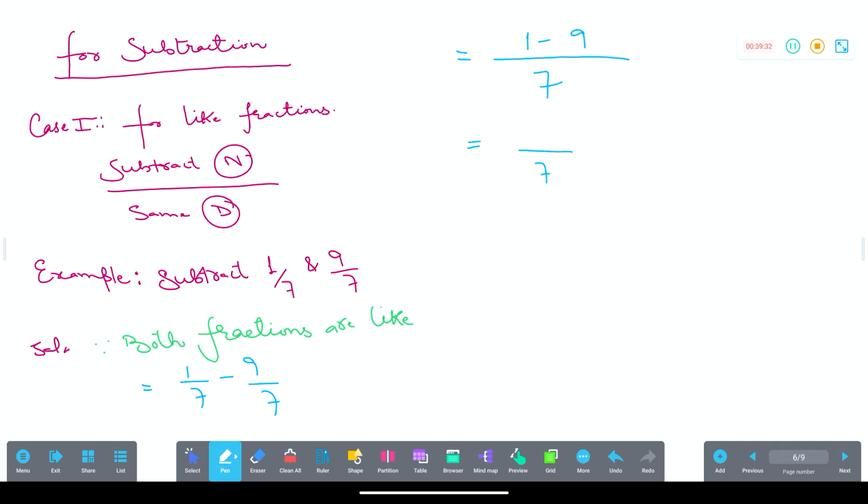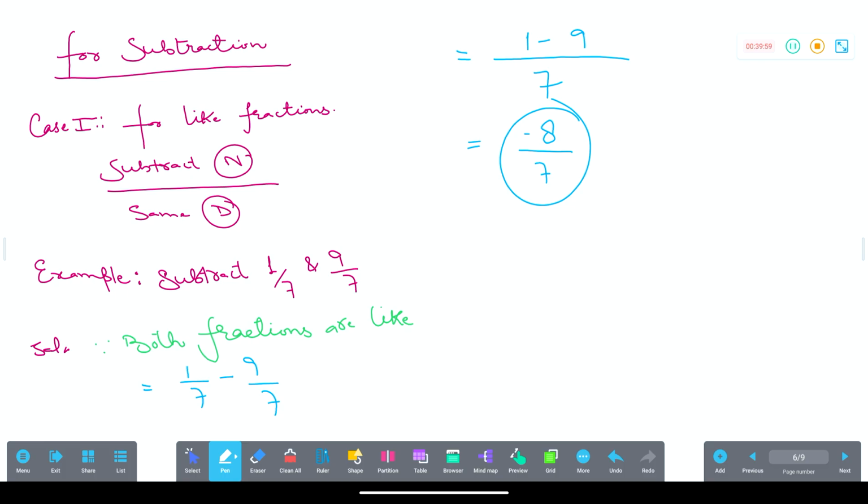1 minus 9. I have told you, whenever you are subtracting two numbers and one number is positive and the other is negative, then you have to subtract them. 9 minus 1 will be 8, smaller from the bigger one, by keeping the magnitude in mind only. 9 minus 1 is 8, but the sign will be of the bigger one. That is minus 8 by 7. So this is the answer.